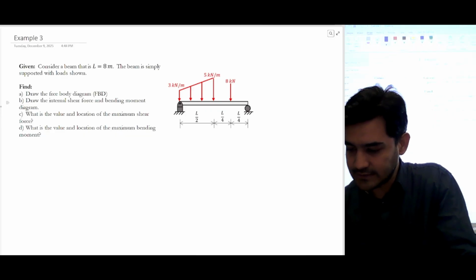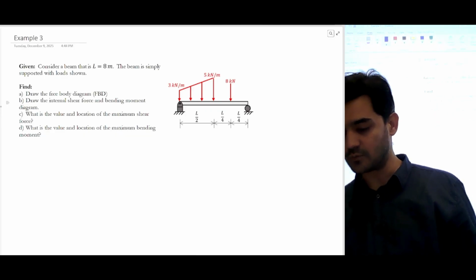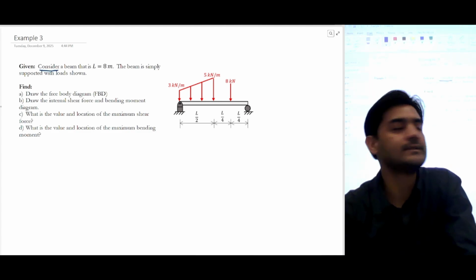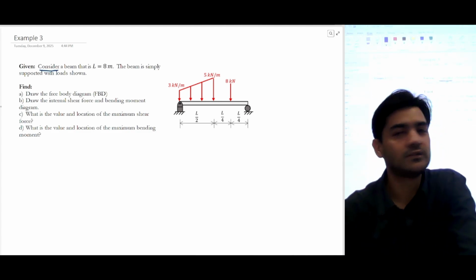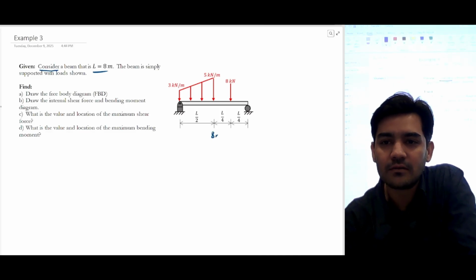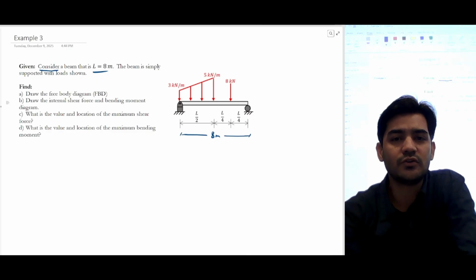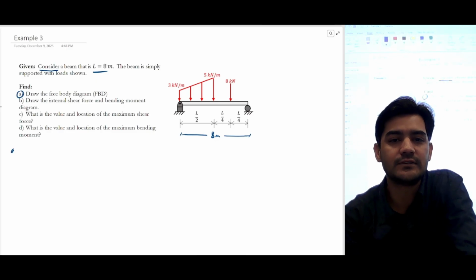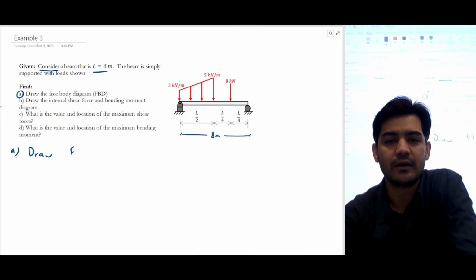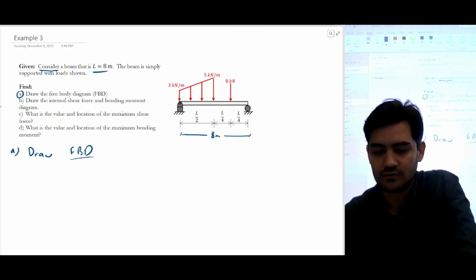So this is, I guess, the last example of chapter 5 of the workbook. This is a simply supported beam, right? It has a length of 8 meters. So the first part is we have to draw the free body diagram. So let's draw the free body diagram for this case.